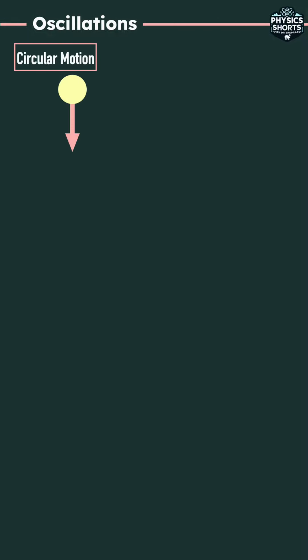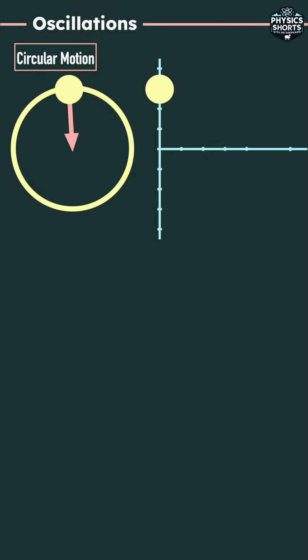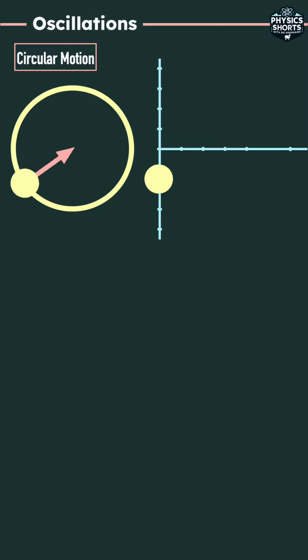When we observe circular motion, viewing it from top down, the objects move at a constant speed around in a circle. But if we look at it side on, the object appears to go faster in the middle and slower at the extremes.